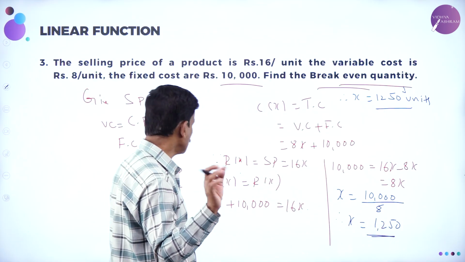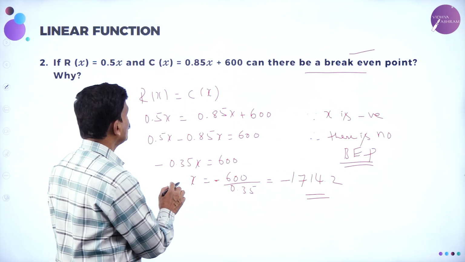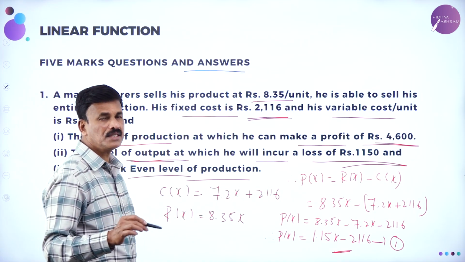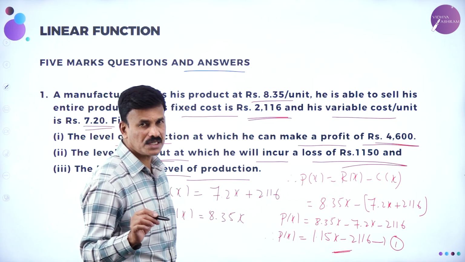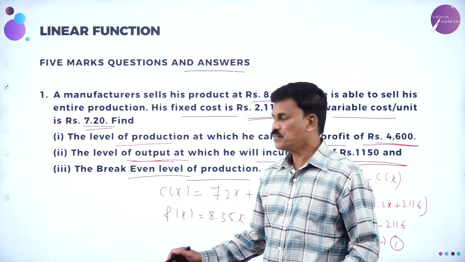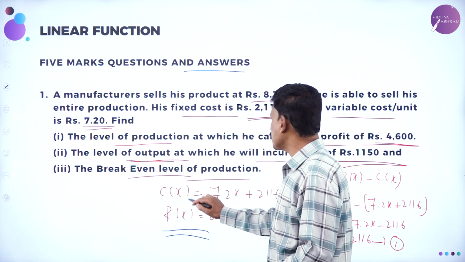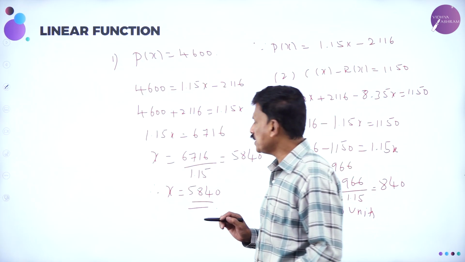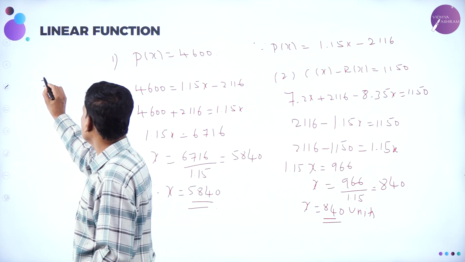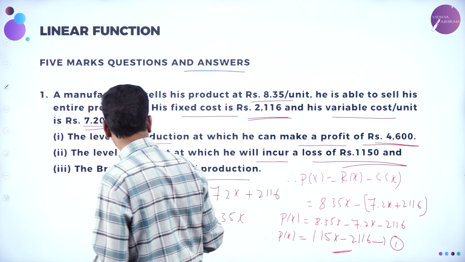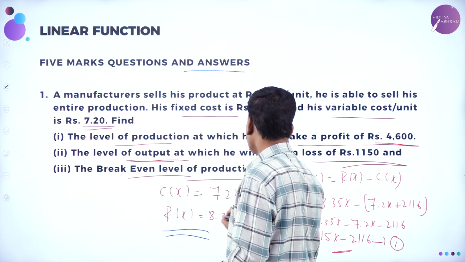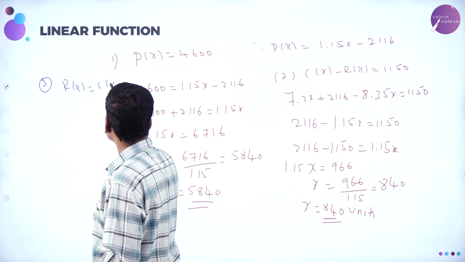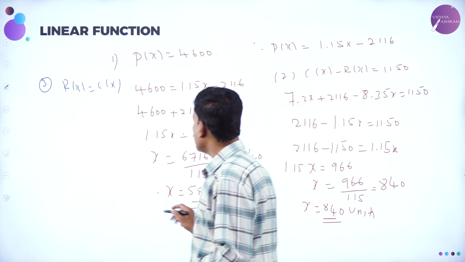What is to find? Sorry, I will explain. What is to find? Break-even level. Break-even level of the production is the third requirement. Now, if we equate C of x equal to R of x, we will get the break-even production. So to find the break-even production, the third one, equate it. So R of x is equal to C of x. Yeah, R of x is 8.35.